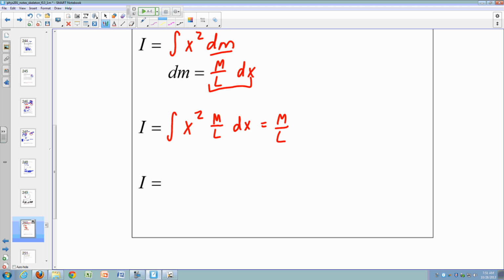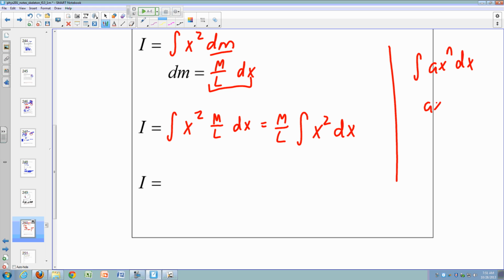M over L, because it's not dependent upon x in any way. X squared dx. And do y'all remember how to do the integrals of polynomials? Let me show you. If I have the integral of ax to the n dx, it's going to be ax to the n plus 1 over n plus 1, and then whatever our limits are.